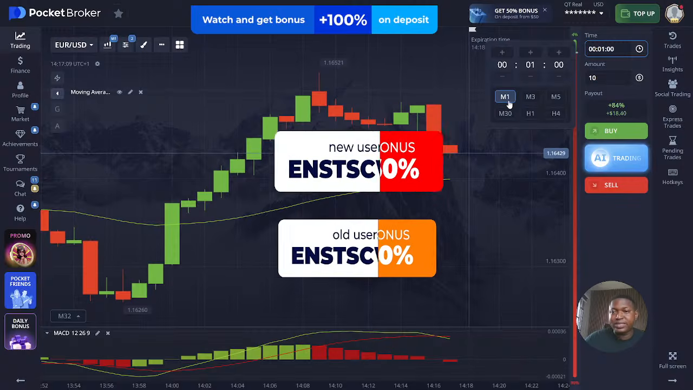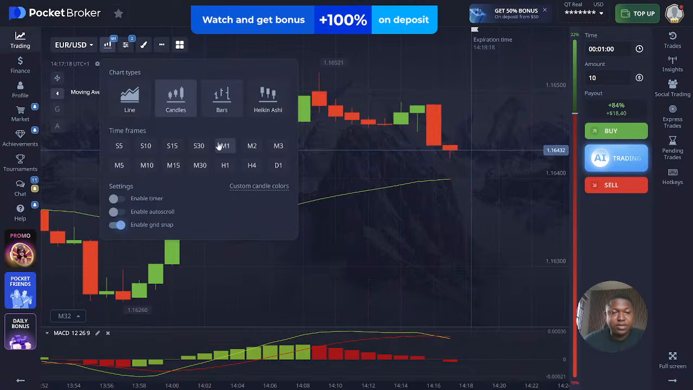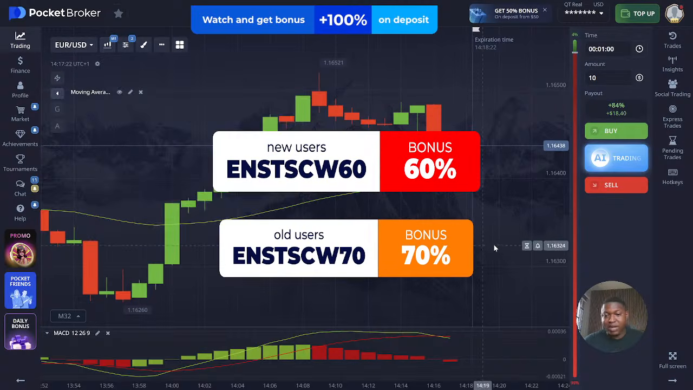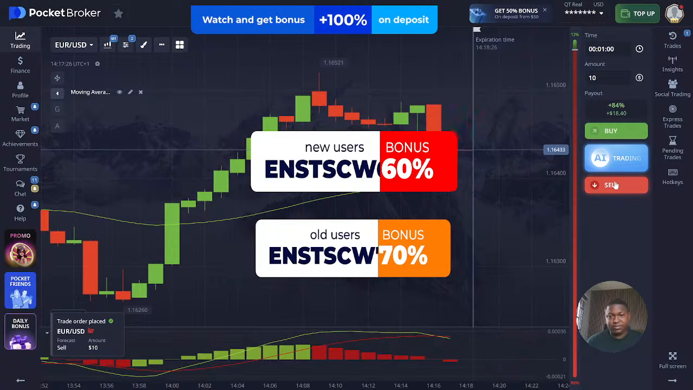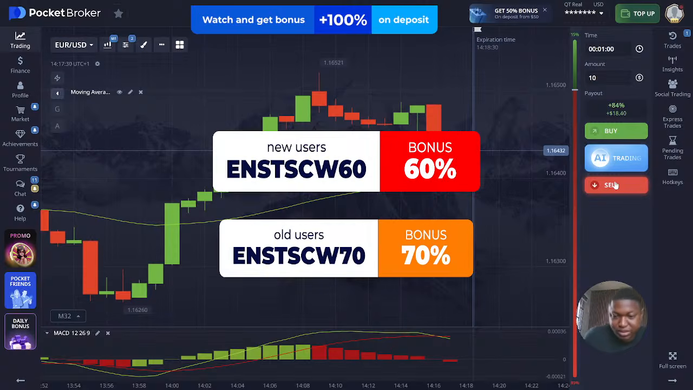So while we are waiting, the chart is already on 1 minute. We are setting a 1 minute duration while we are waiting for the market to cross. So it has crossed now. So let's take a sell trade for 1 minute. And let's see if it will win. If we win it.